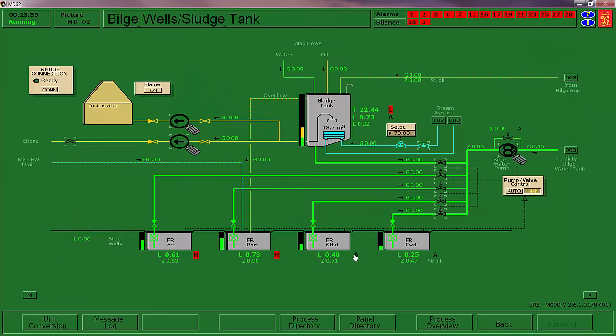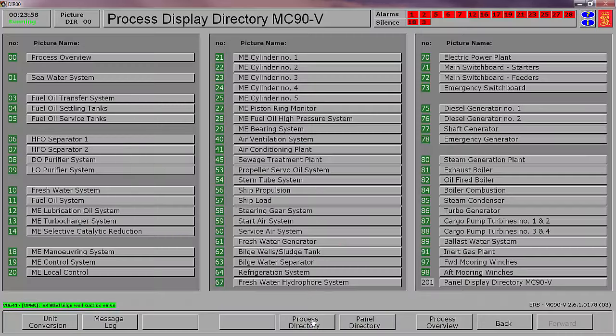So go over to the bilge system. We'll go ahead and put our bilge pump in auto. It will automatically start, and it opens up the appropriate solenoid valves to pump down these sumps that are high. So that's good.